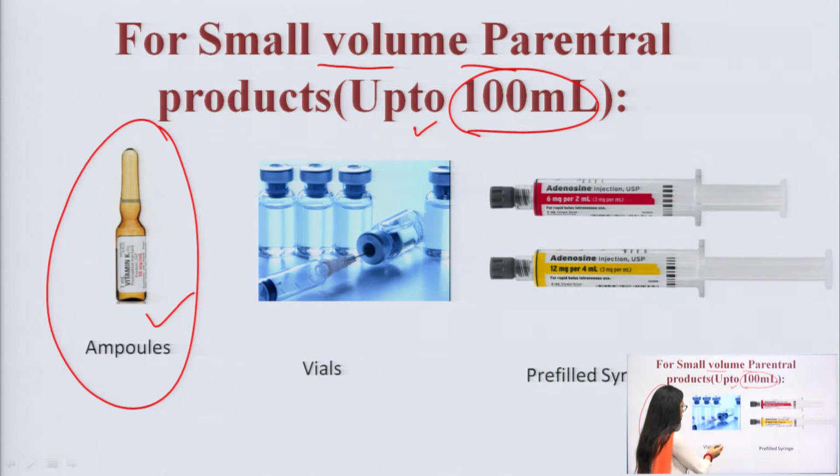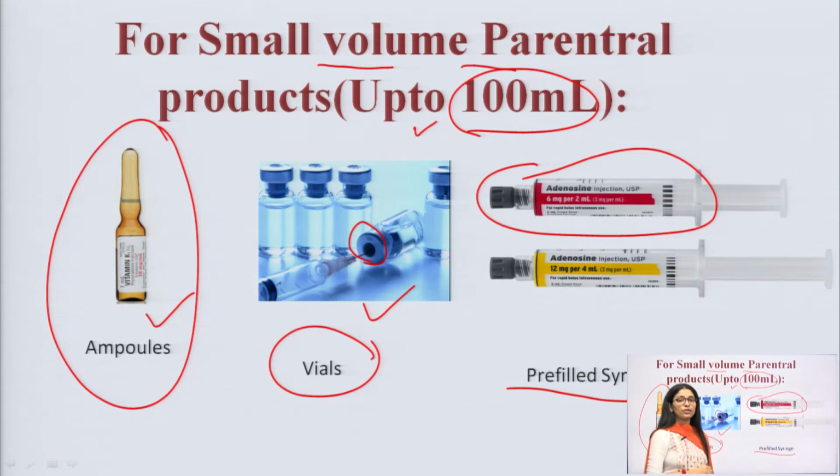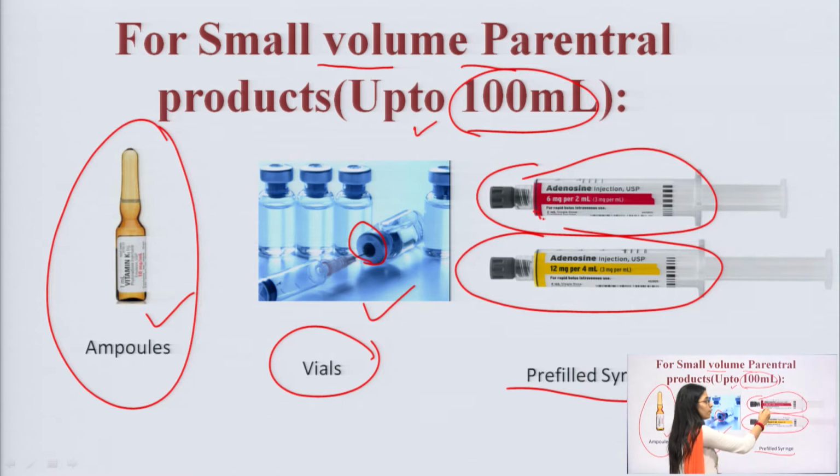Secondly, we have vials. In this image you can see vials. We have a rubber sheath on the top of the vial. Then we have the pre-filled syringe. What is a pre-filled syringe? It is filled with a particular medicament earlier. For example, this is a syringe of adenosine injection USP, 12 mg per 4 ml and 6 mg per 4 ml. So, you can see very clearly what a pre-filled syringe is. These are the three things that cover small volume parenterals, up to around 100 ml.